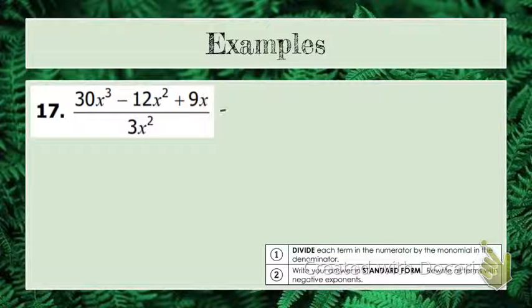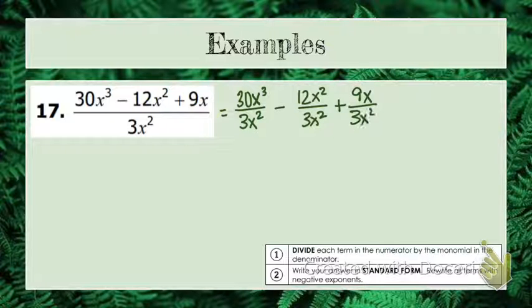Okay, last example. 30x cubed over 3x squared minus 12x squared over 3x squared plus 9x over 3x squared. All right, this is going to give us 10x minus 4, because anything over itself is 1, plus 9 over 3 is 3. Now remember, we subtract the bottom from the top, so 1 minus 2 is negative 1, so we're going to have x to the negative 1 power.